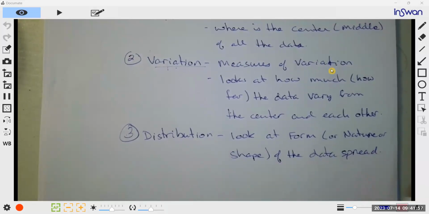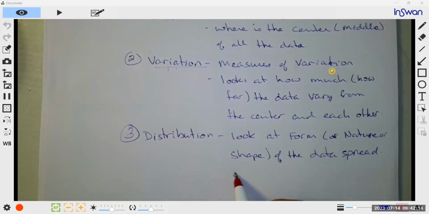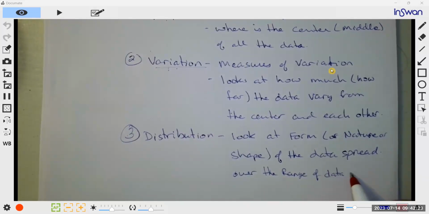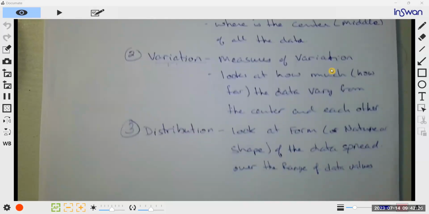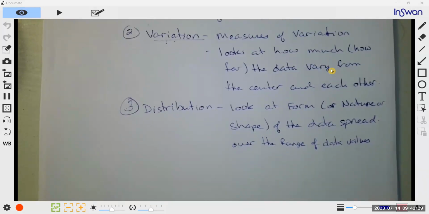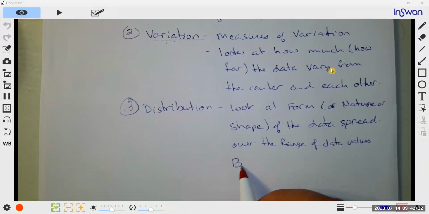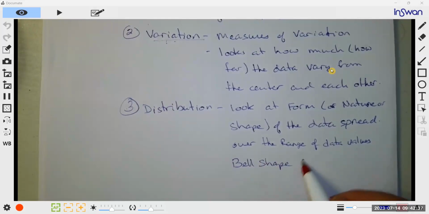Okay, let's continue this one then. Look at the form or the nature of how they behave, how they interact. Where's all the data? And the form of the data spread mathematically over the range of data values. Typically, what we're looking for here is a bell shape, or what we call the bell curve.